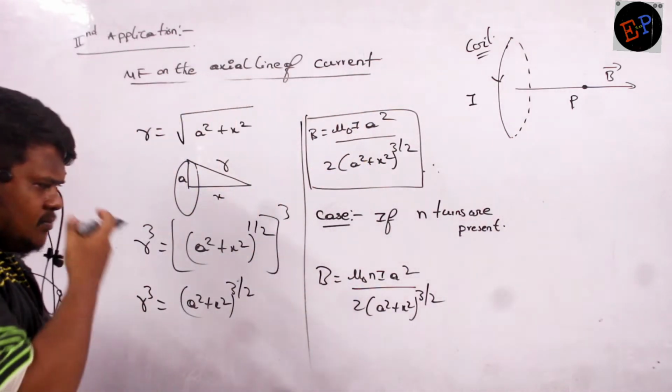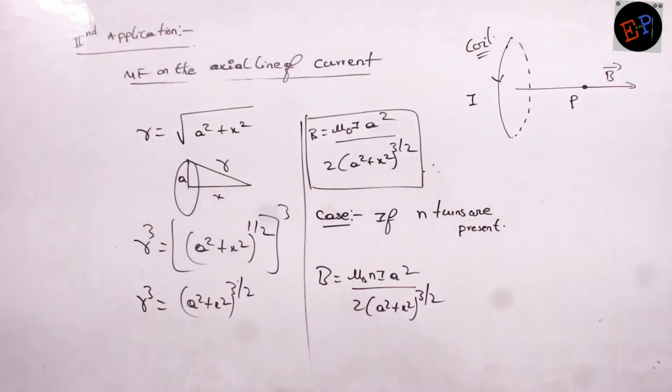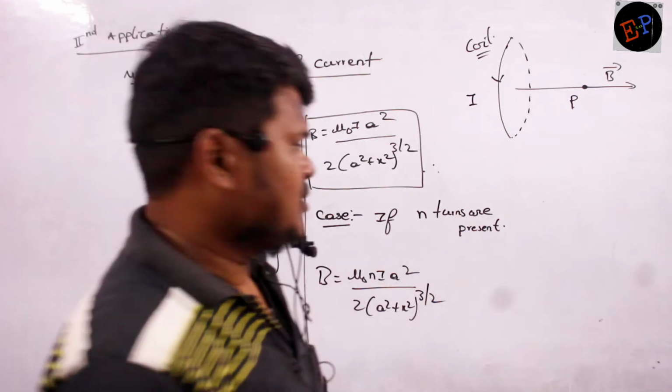Now here, if I draw the graph of how magnetic field varies with respect to coil, let us see how I can draw the graph.